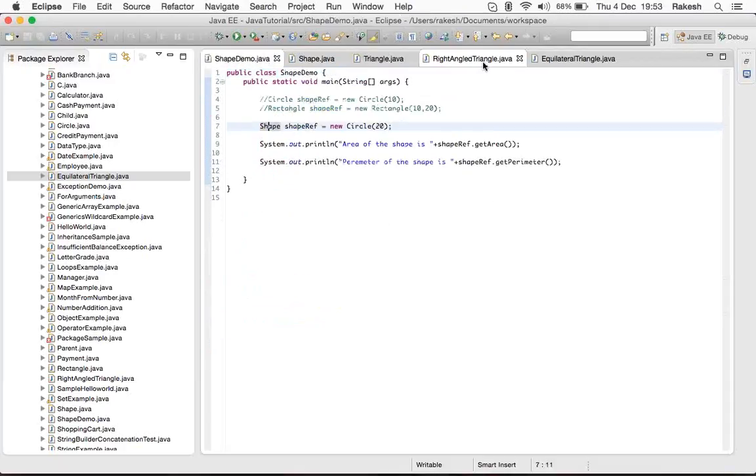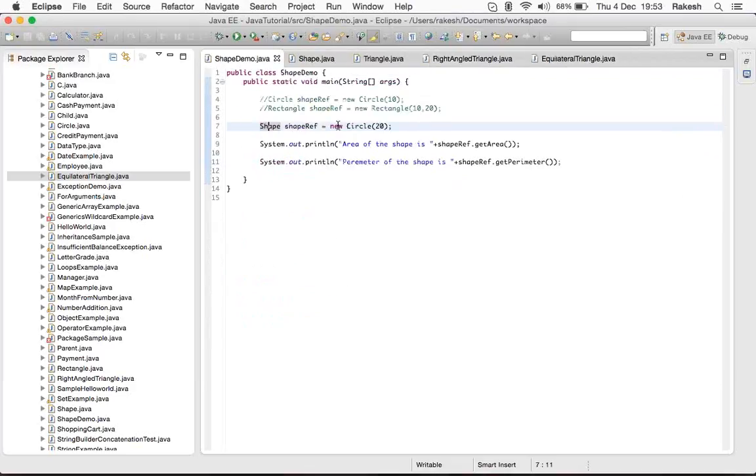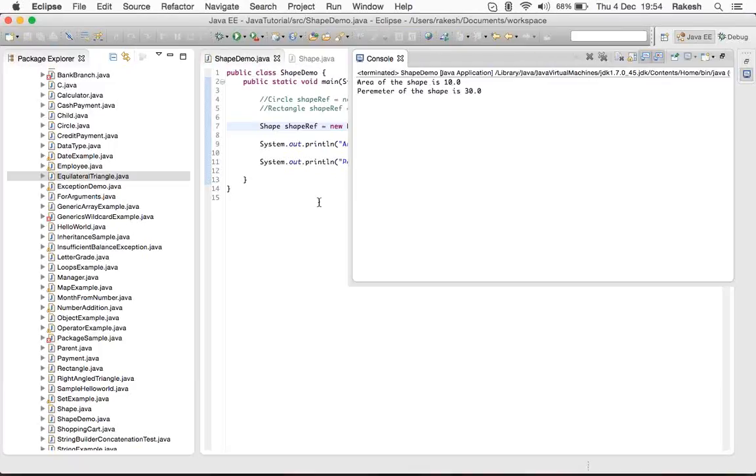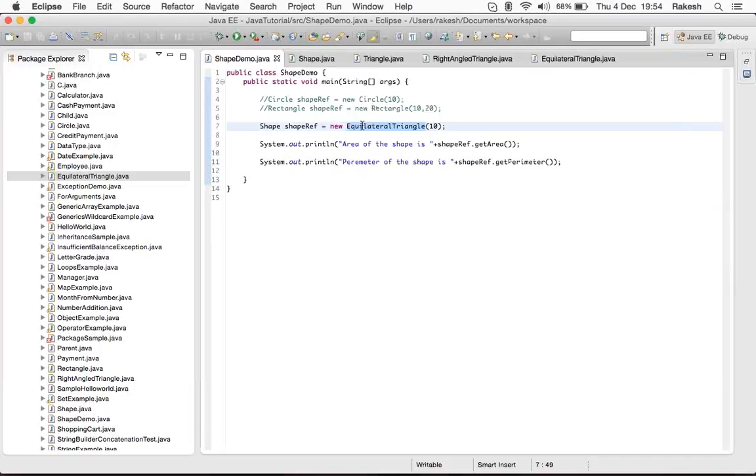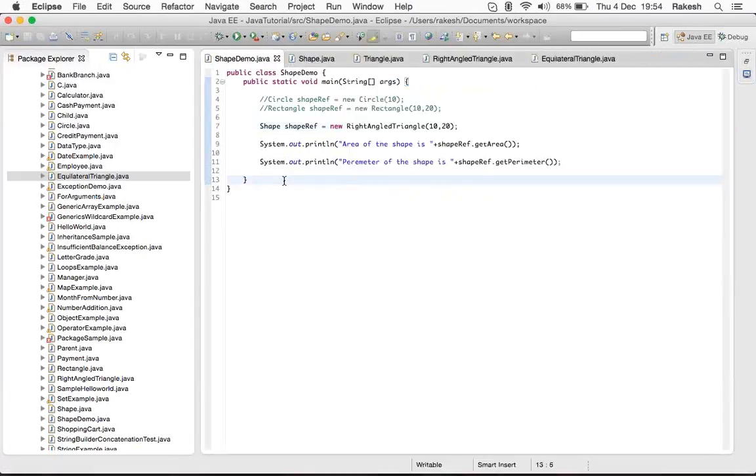Okay, so I have a right angle triangle which is a shape, and I have an equilateral triangle which is a shape. So let me make a small change here. Now instead of creating a circle, I'll say new equilateral triangle, and I need to provide some size here. So I'll say my equilateral triangle is of size 10. When I run, I get my shape of the triangle. And if I change this to right angle triangle, I need to provide 2 inputs here, which is well and good. So I get a different output. It's all working as we saw yesterday. We all understand this approach.